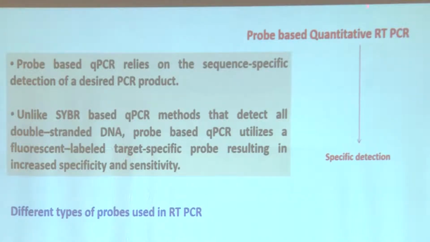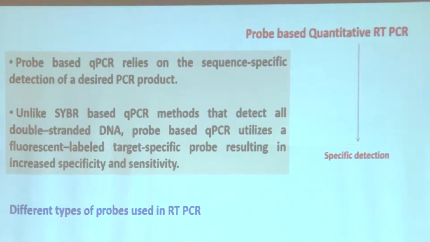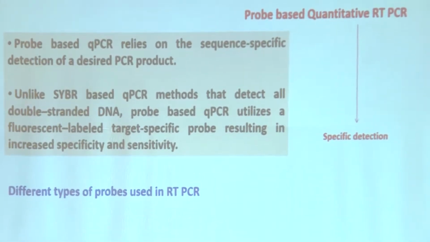This is probe based quantitative real time PCR. In fact, it was invented right in 1996 itself, and people started proposing this idea, the probe based. The probe based qPCR relies on sequence specific detection of desirable PCR product. We will elaborate that in the coming slide. Unlike SYBR Green based qPCR method, which detects all double stranded DNA, the probe based qPCR utilizes fluorescent labeled target specific probe. Try to understand that.